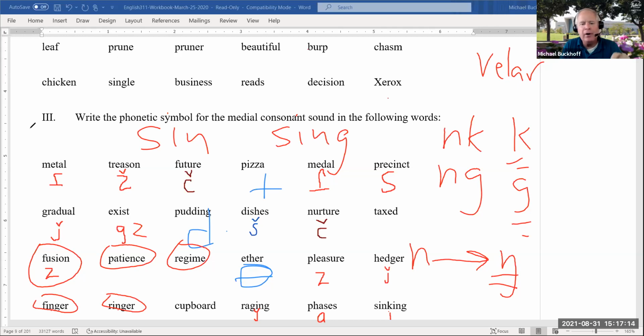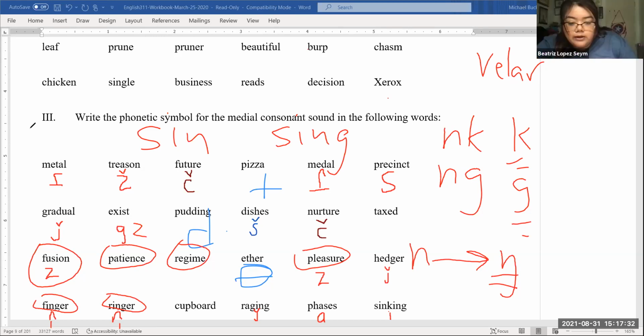Nurture. Pleasure. We have to look at this one more time. We have phases. I can't really tell. What is that? Below phases. What is the sound? Can anybody see it? I think they put an A. No, it's a Z. Phases. What is that? Good. Somebody put that down. Yeah, the Z, right? Good. Myra, thank you. Precinct, definitely the S.